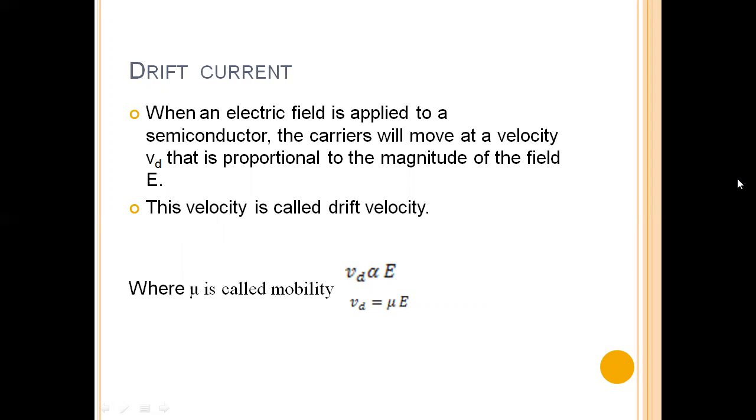Due to application of electric field E, the carriers in the semiconductor material will move with a velocity Vd called as drift velocity. So this drift velocity is proportional to the applied electric field. If the electric field strength is increasing, drift velocity is increasing. If the applied field strength is decreasing, then drift velocity also decreases. So Vd is proportional to E. When you remove the proportionality, you have to place one constant. Let us call that constant as mu, which is called as mobility. So Vd is equal to mu into E.